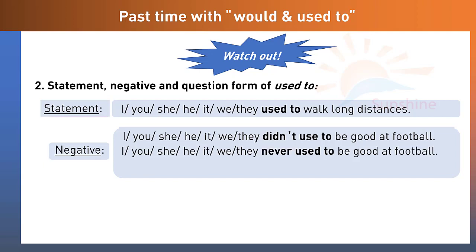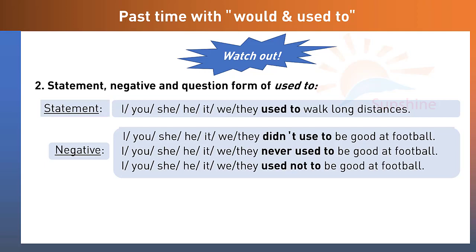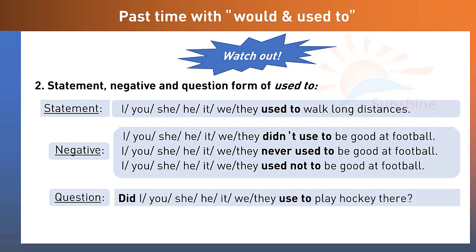We can use the subject, never used to, and then the bare infinitive. They never used to be good at football. We can use the subject and used not to, and the bare infinitive. I used not to be good at football. To form a question, we use did, the subject, used to, and the bare infinitive. Did you used to play hockey there?